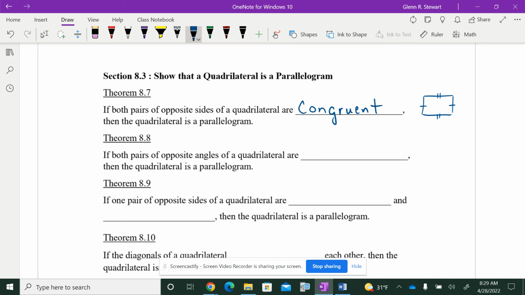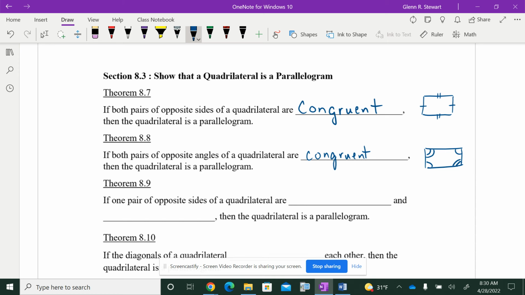If both pairs of opposite angles of a quadrilateral are congruent, then the quadrilateral is a parallelogram. So again, if we have our quadrilateral, the only thing that they show us is that the opposite angles are congruent. Then this is a parallelogram.